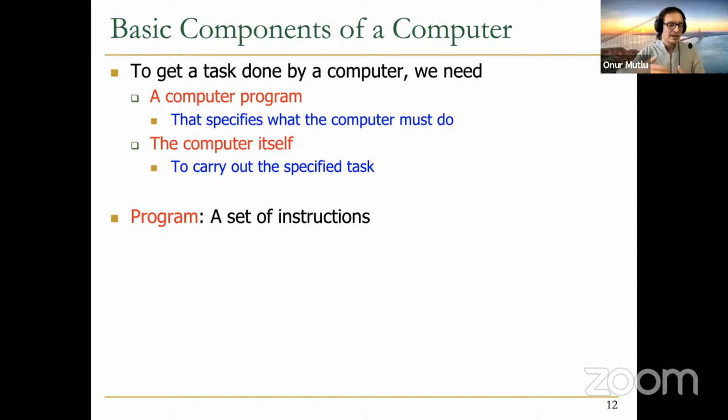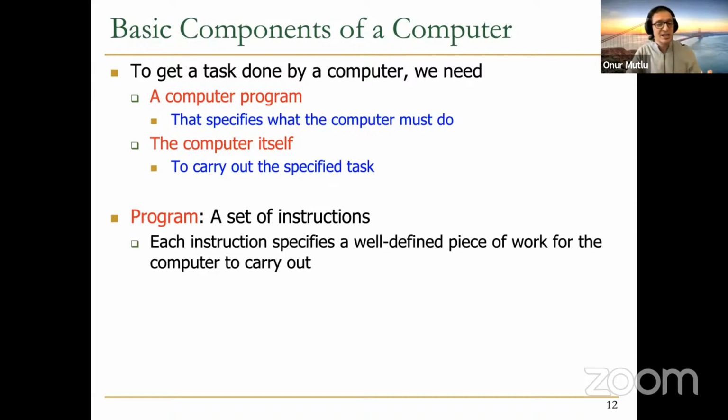Of course, you can have a higher level of abstraction where you essentially write in a higher level language. In the end, that gets translated to the instructions that we're going to see today. Those are higher level abstractions of instructions. They get compiled later into the instructions that we will see. But a program is essentially a set of instructions, and each instruction specifies a well-defined piece of work for the computer to carry out.